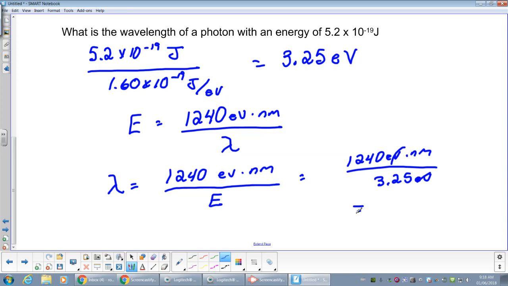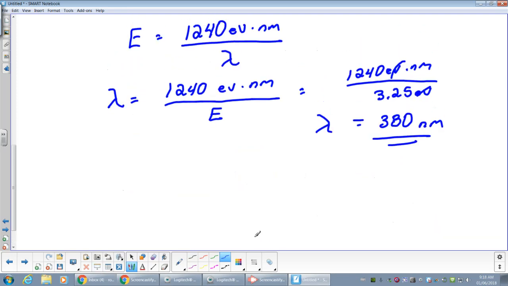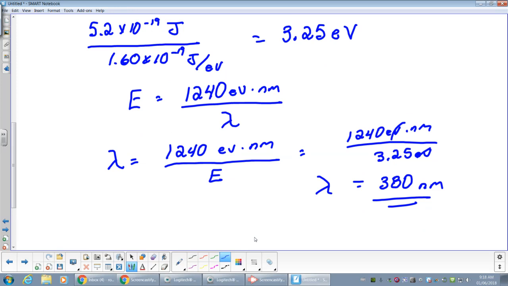1240 divided by 3.25. So 381 nanometers, 381.5, so 380 nanometers to two significant figures, because the original one was only two significant figures, is our wavelength. Okay, and that, we'll say, is the stopping point for the modern physics unit.